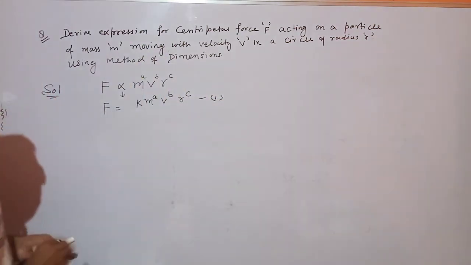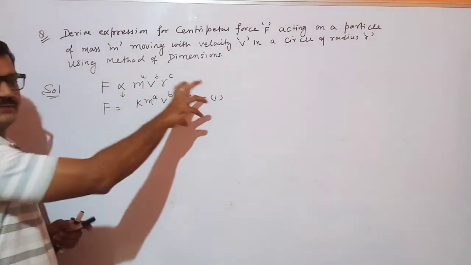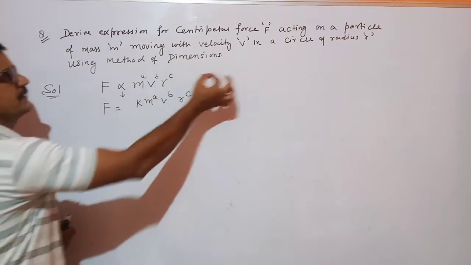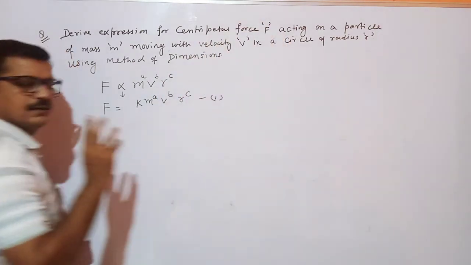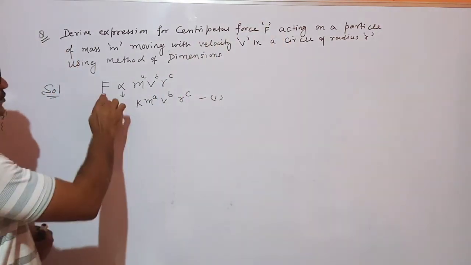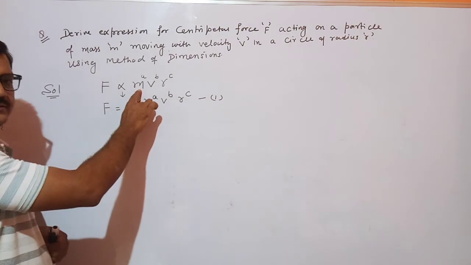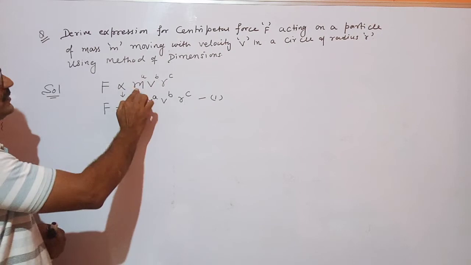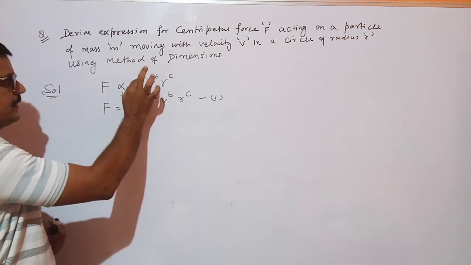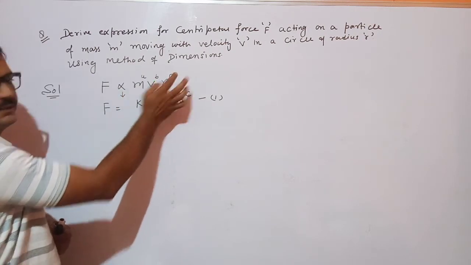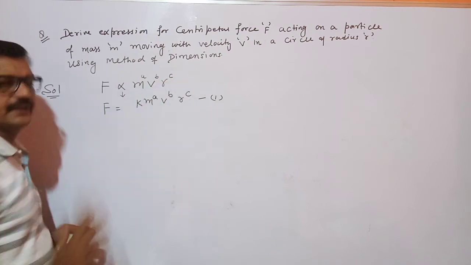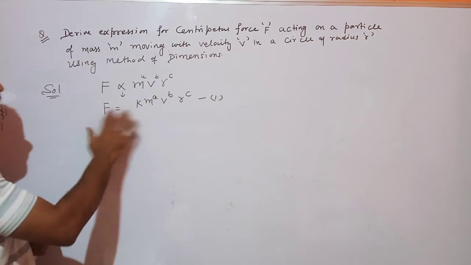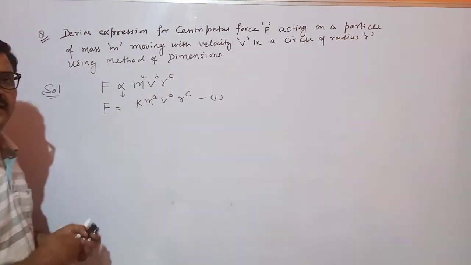Now this was your first step. Here, what we have done is, the formula for force is what we have to find. So force is depending upon mass, velocity and radius, and we just put the powers a, b, c of mass, velocity and radius. Now we have to find the dimensions of all these quantities and equate.